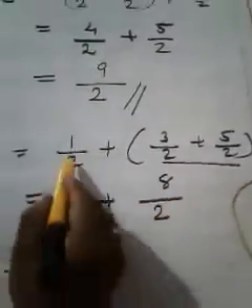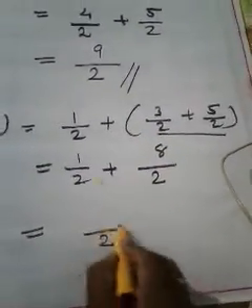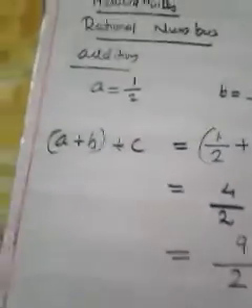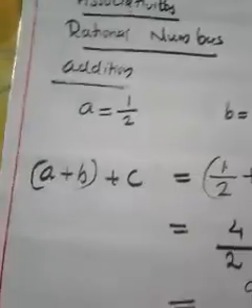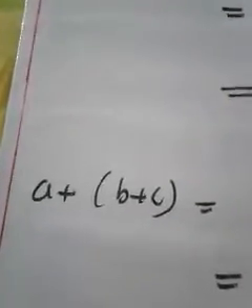Now I have to add this 1 by 2 plus 8 by 2. Denominator is same. Just write that. What is 1 plus 8? 9. Answer is 9 by 2. See, while I am choosing another example, still in the second example also, a plus (b plus c) and (a plus b) plus c came as equal, 9 by 2.